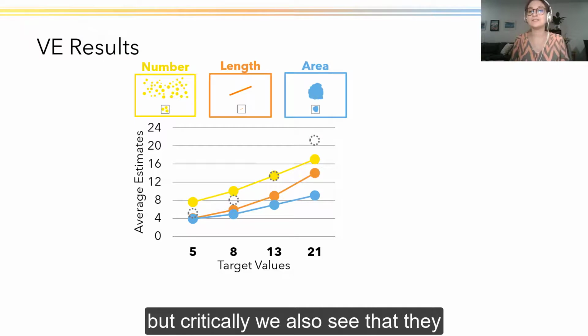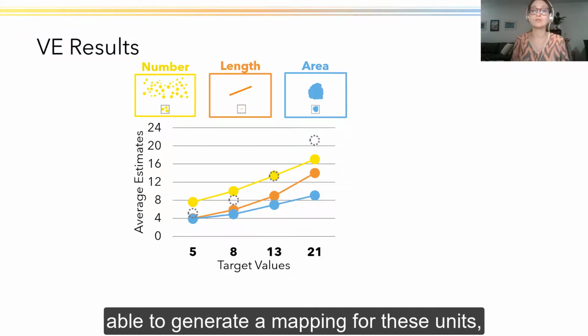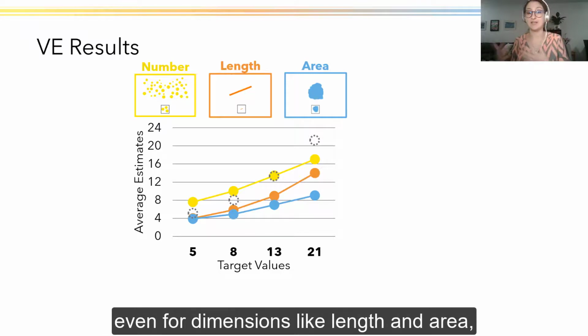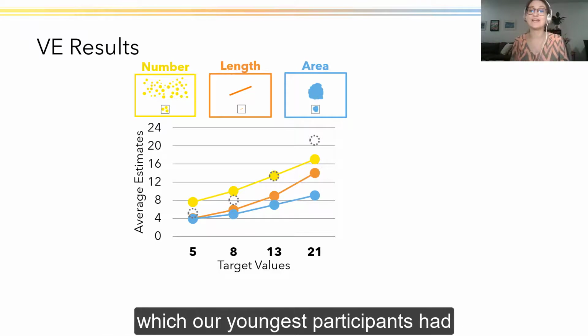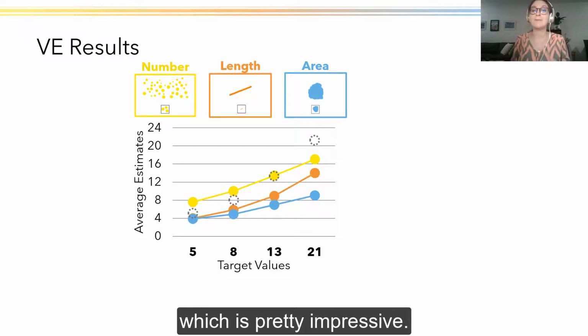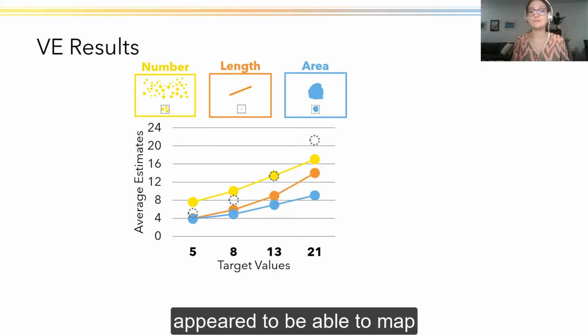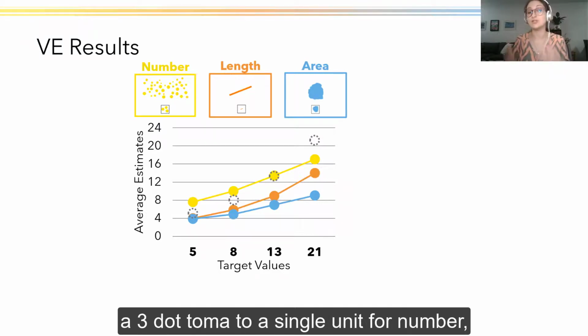But critically, we also see that they gave higher estimates for higher target values. This importantly suggests that they were able to generate a mapping for these units, even for dimensions like length and area, which our youngest participants had little to no formal experience with, which is pretty impressive. But what I also want to draw your attention to is their estimates for number, because here we see that children also appeared to be able to map a 3-dot toma to a single unit for number.